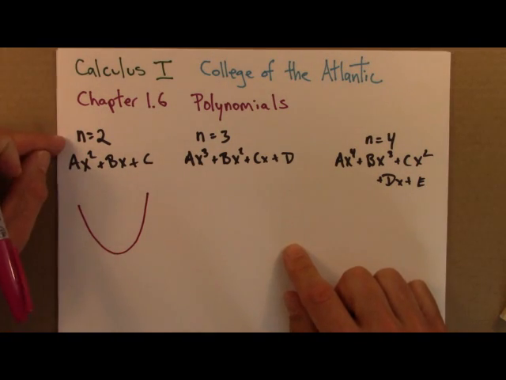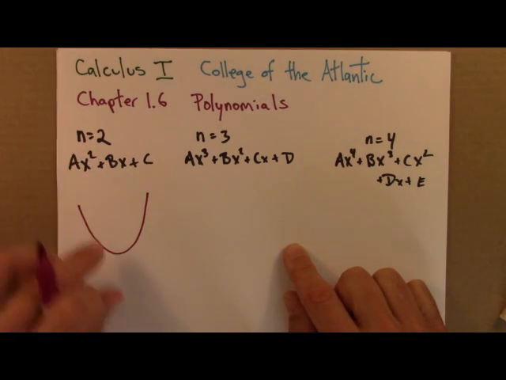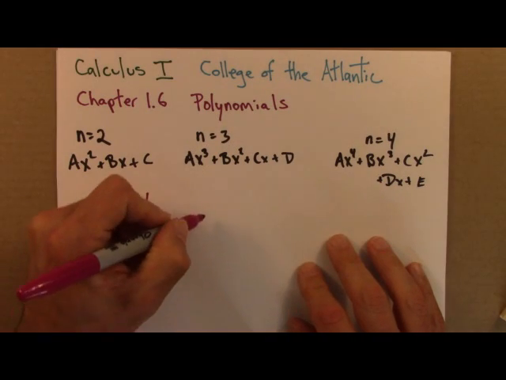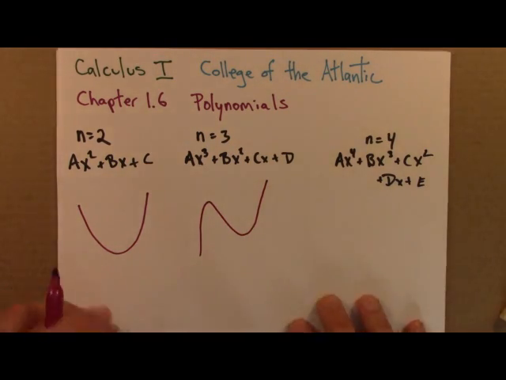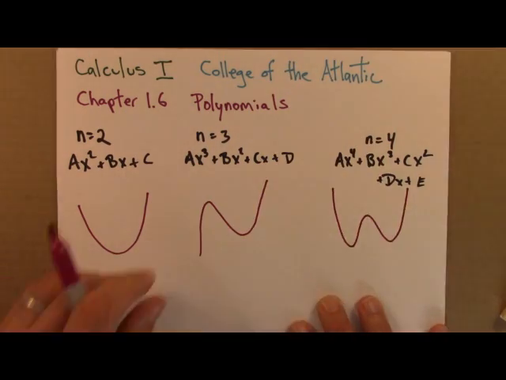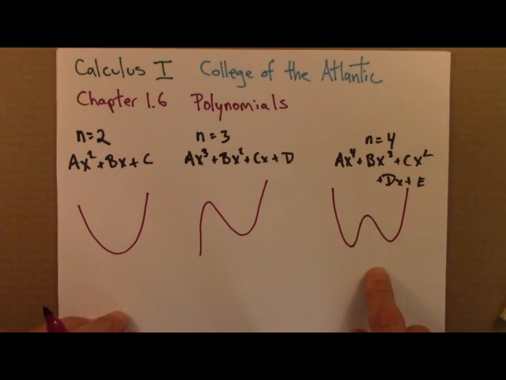You'll call this a second-order polynomial because the highest power is 2, so second order. This would be a third-order polynomial. It's a cubic. That would sort of be a generic cubic shape. And then a quartic, fourth-order polynomial that has these terms might look something like this.